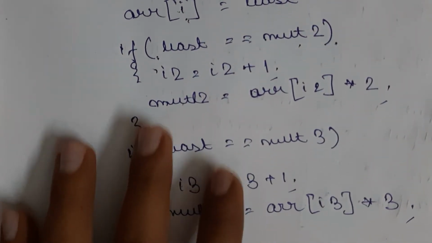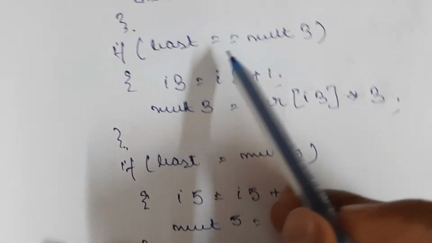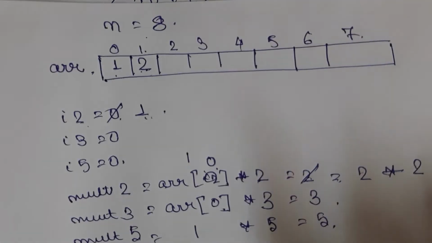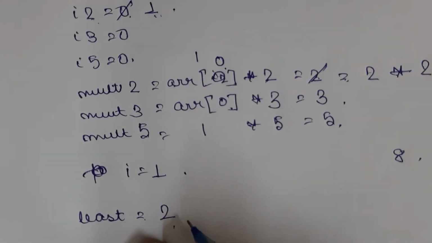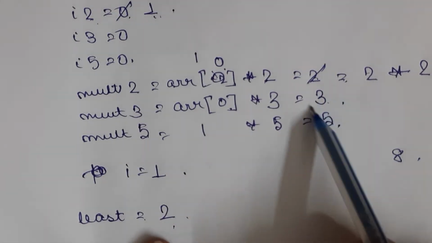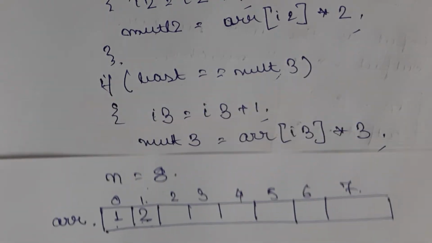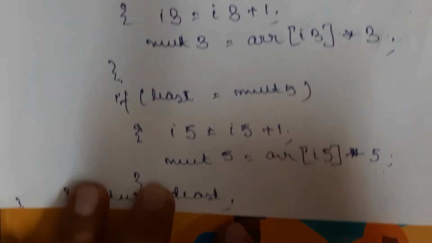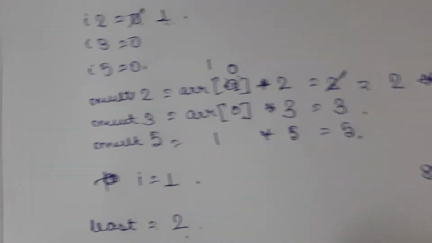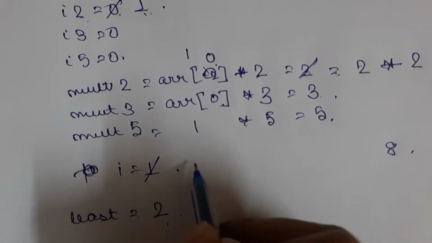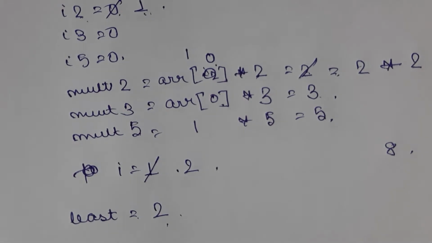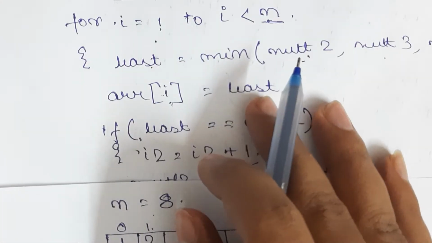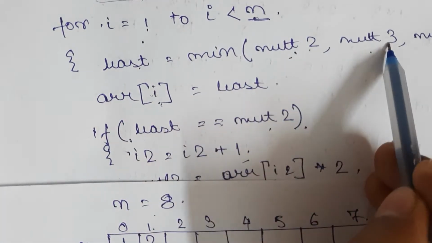Now this condition will be checked again. Is the least value equal to mult of 3? The least value is 2 and mult of 3 is 3, right? So that will not be the case, and similarly it will not be the case for the last one. So the for loop will run again. Okay, now I gets incremented and becomes 2.